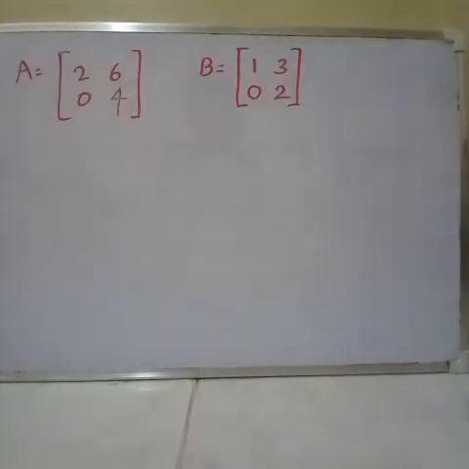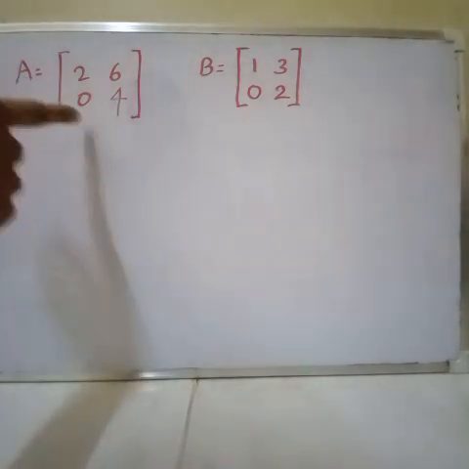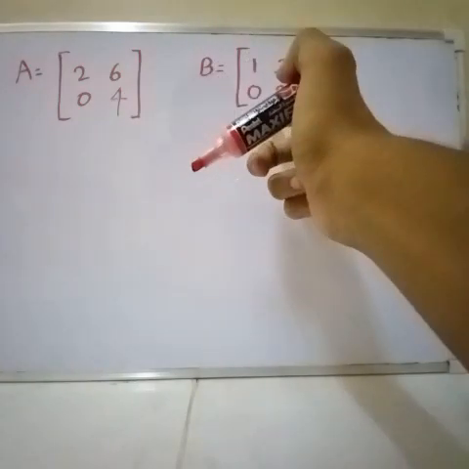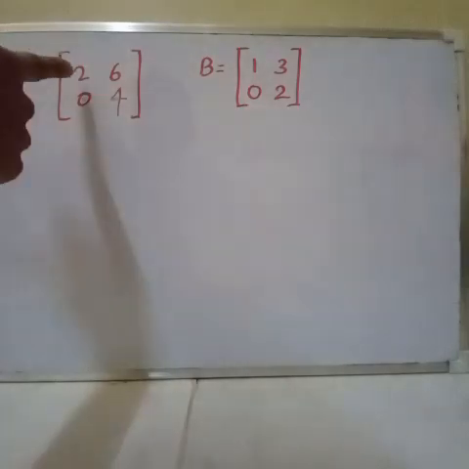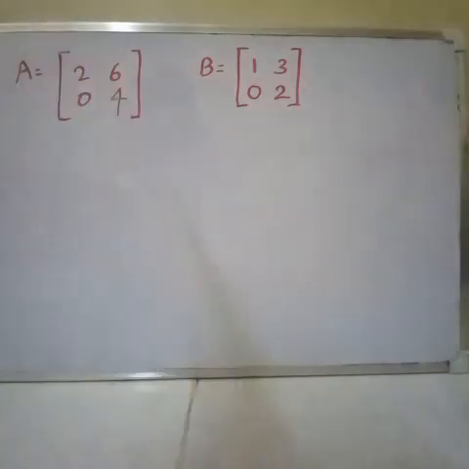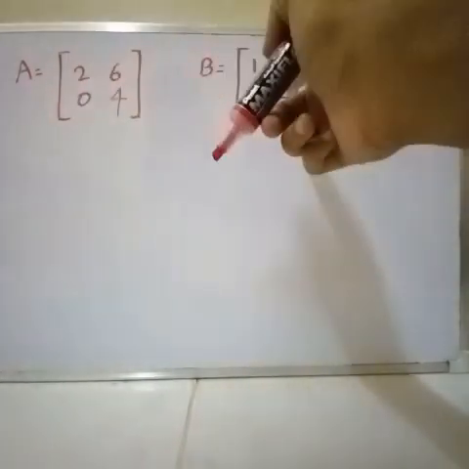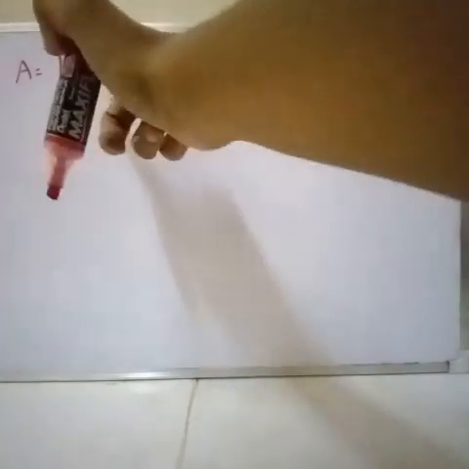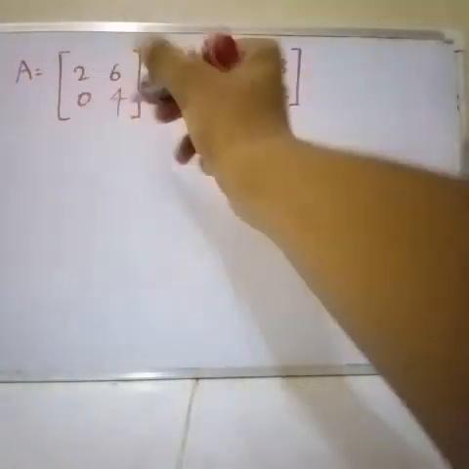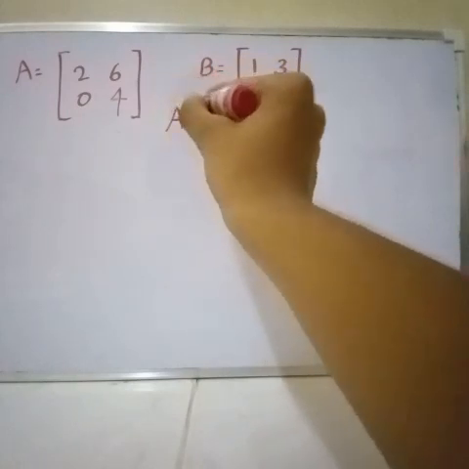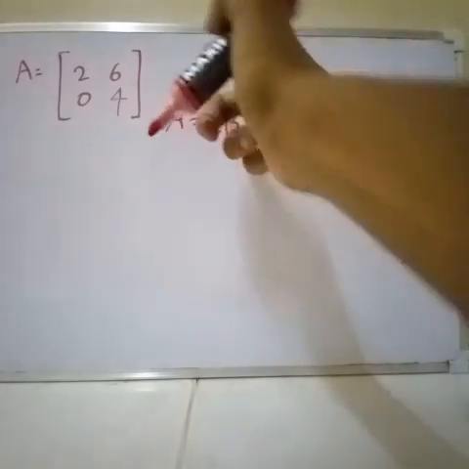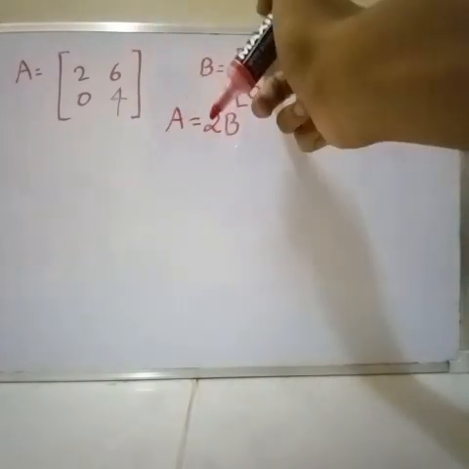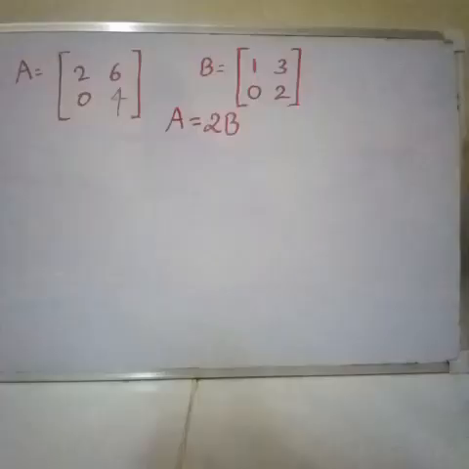Next we are going to discuss one property. If you check, this is our A matrix given here and this is the B matrix given here. If you compare the A and B matrices, you have 2 here and 1 here, 6 here and 3 here, 4 here and 2 here. So B is like half of A. Otherwise you can write it as A is equal to 2B, because B multiplied with the number 2 will give you the A matrix.